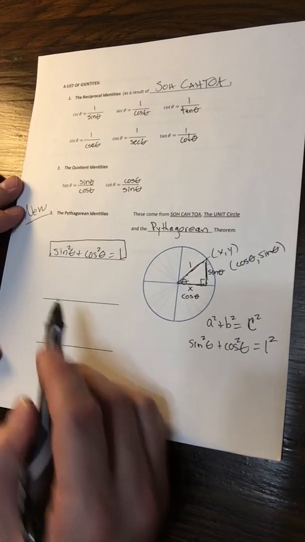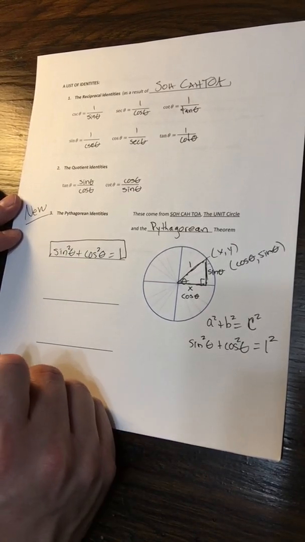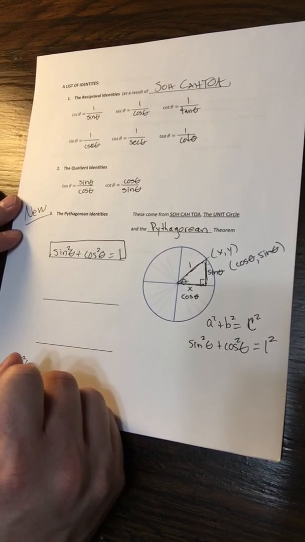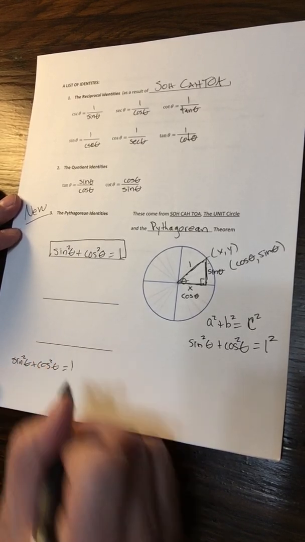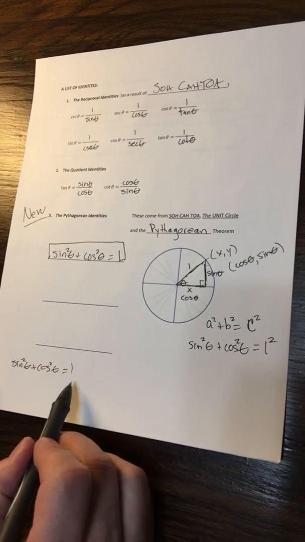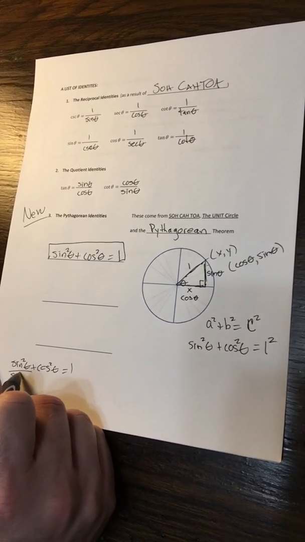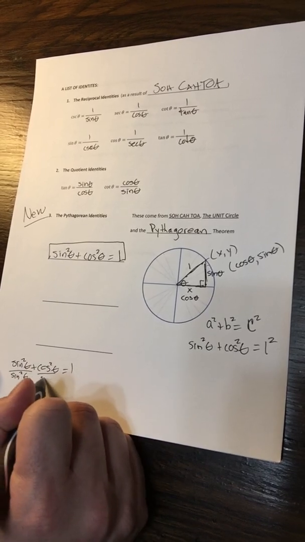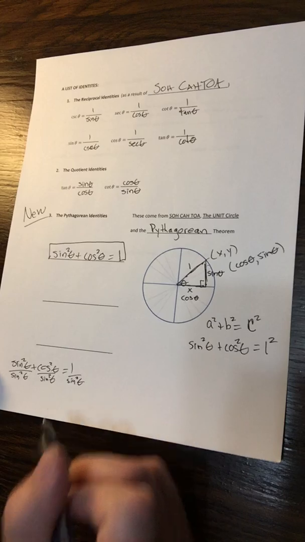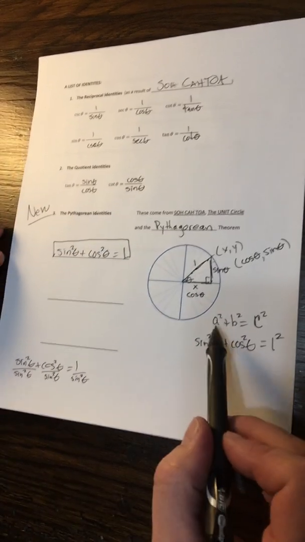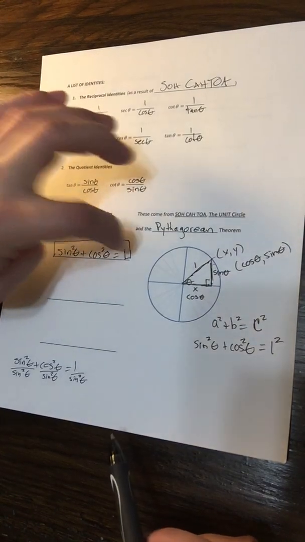Now for this one, I'm going to write some stuff here at the bottom. Sine squared theta plus cosine squared theta is equal to 1. Then I'm going to divide all 3 of these, which is an okay thing to do algebraically. I'm going to divide all 3 of them by sine squared theta. This doesn't work without the squared, by the way. It's not a plus b equals c. It's a squared plus b squared equals c squared. So those have to be squared.